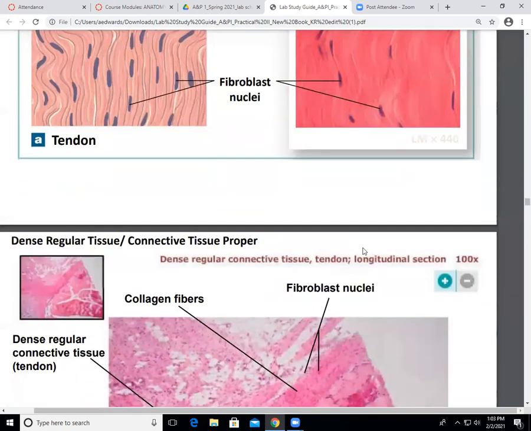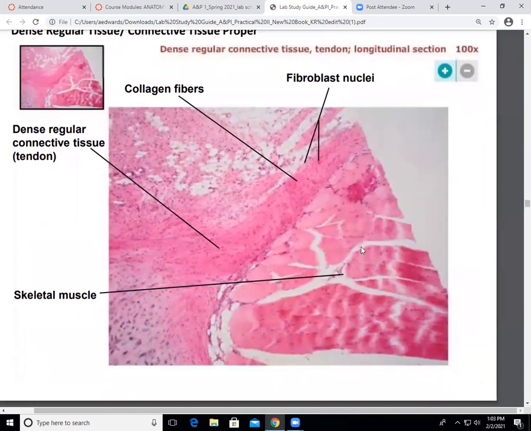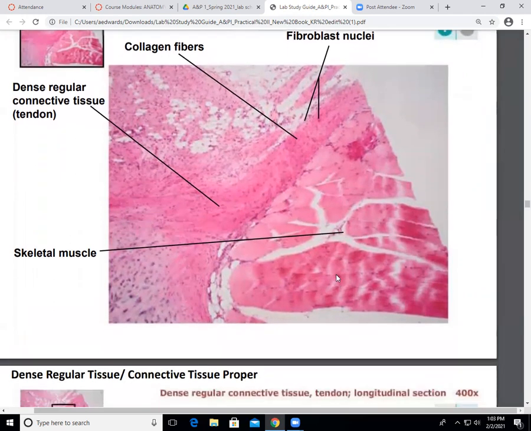All right. So in this slide, you actually see multiple things. So here you have some fibroblast nuclei, some collagen fibers, and down here, here's a tendon where there's dense regular connective tissue. And this is skeletal muscle. Why? Because what do tendons do? They attach muscles to bones, right?